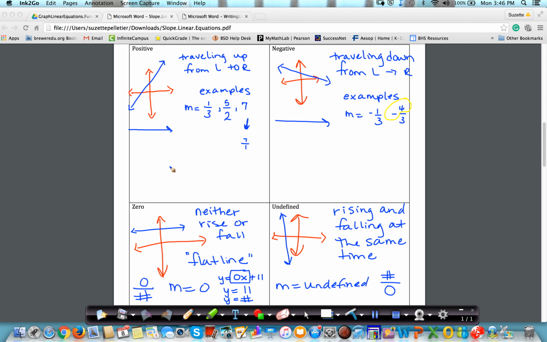And so this equation has a positive mx plus b. This one has a negative mx plus b. This one has a 0x plus b. And this one just has an x equals some number. There's no rest of the equation. X is -2. You draw a vertical line at -2. There's no other way to describe that line.